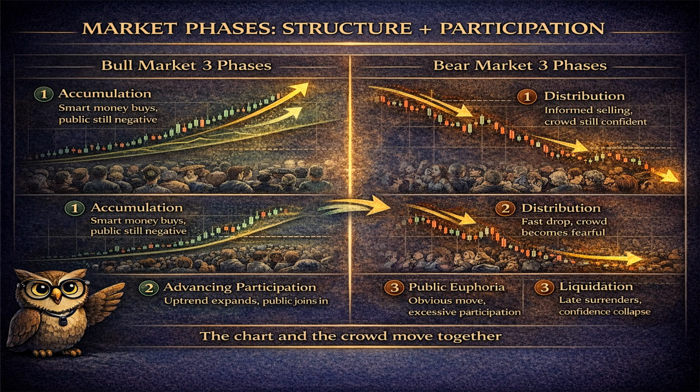That is extremely useful for traders, because the chart and the crowd usually move together. If the public is still disgusted but structure is quietly improving, that can be early trend change behavior. If the public is euphoric and weaker quality names are flying while leadership starts hesitating, that can be late trend behavior. So Dow theory is not just structure reading. It is also participation reading.